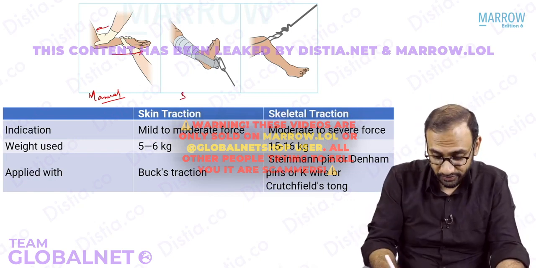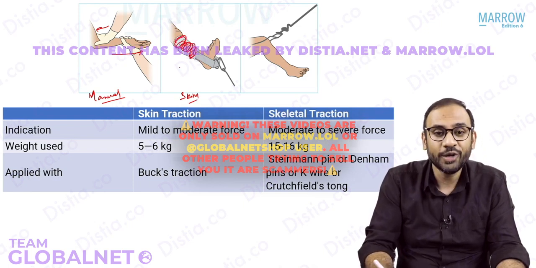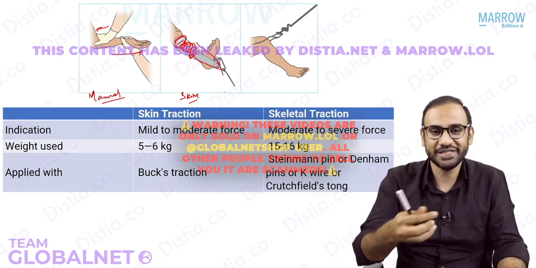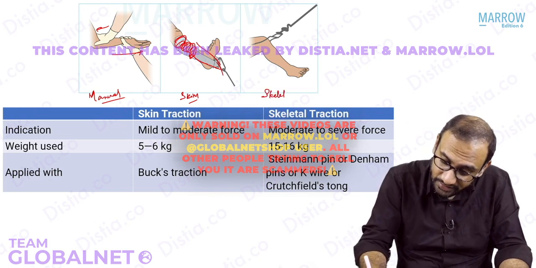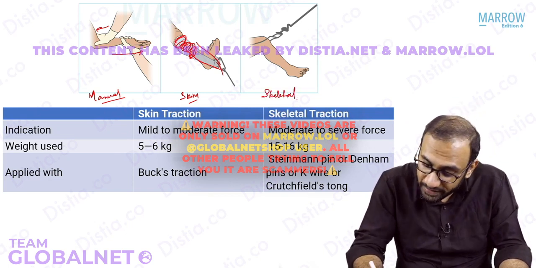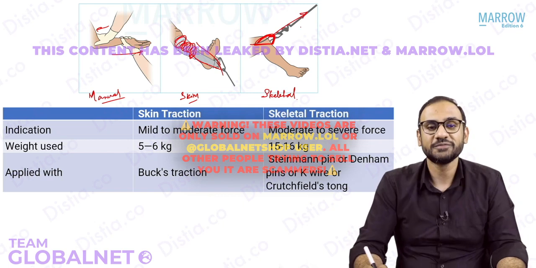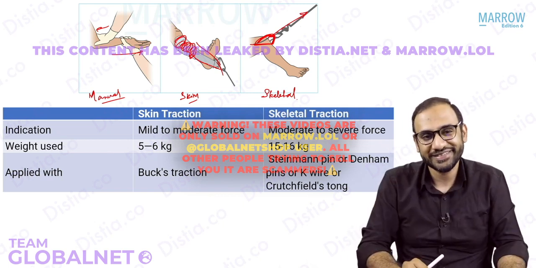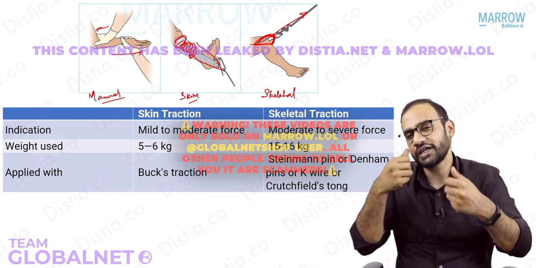Skin traction. What is skin traction? You wrap a bandage around the limb and then you pull the bandage. Skeletal traction. You put a pin in the bone and then you attach a device to that pin and then you pull the pin. So when you're pulling the pin, you're pulling the device, you're pulling the bone. Right? This is skeletal traction. Manual traction, skin traction, skeletal traction.